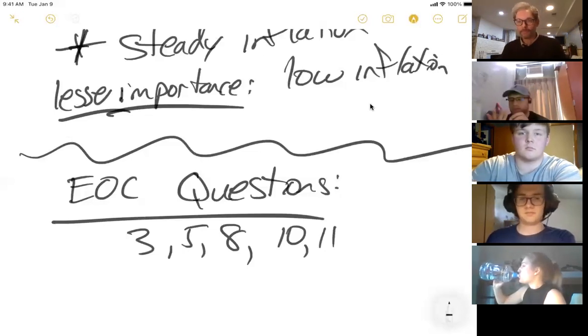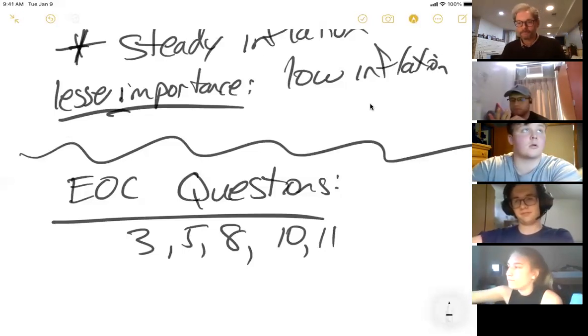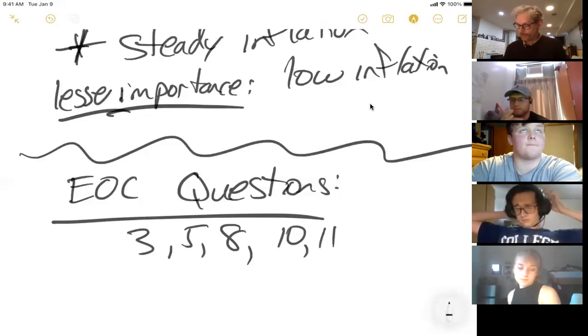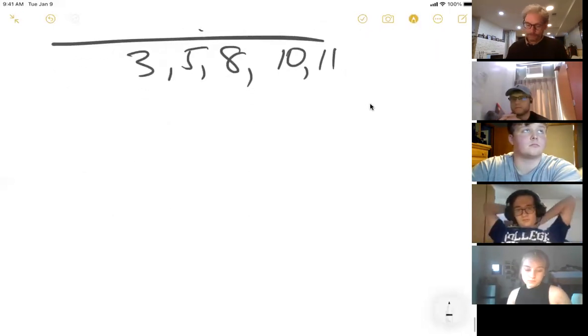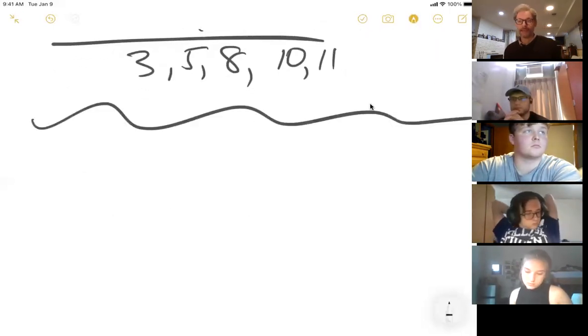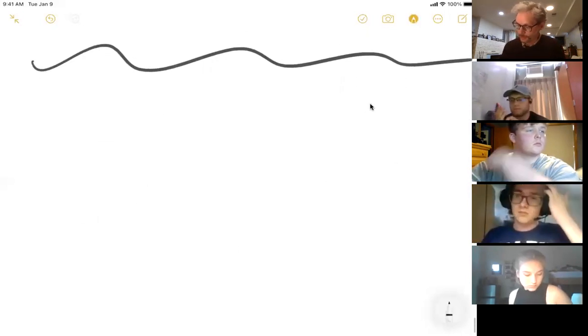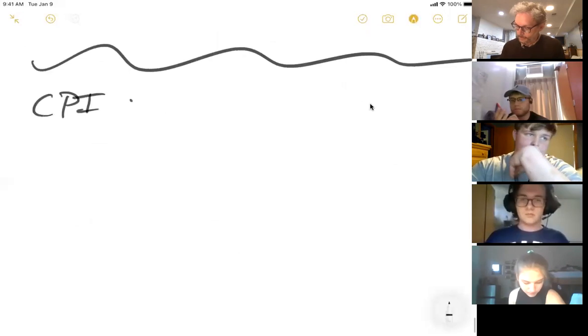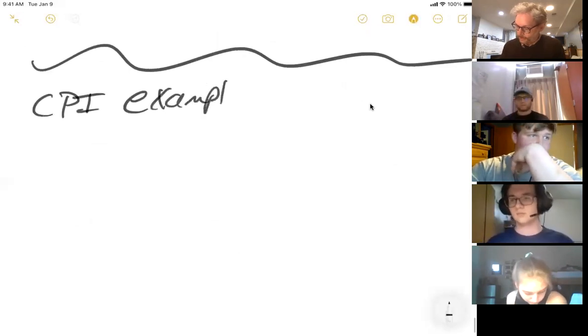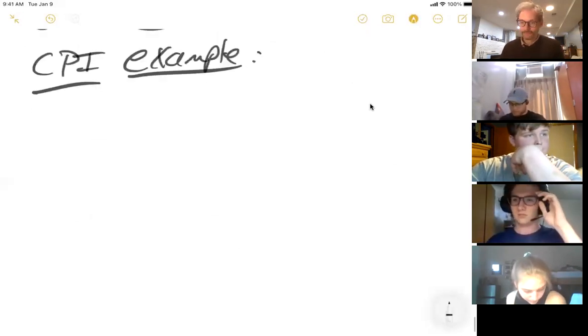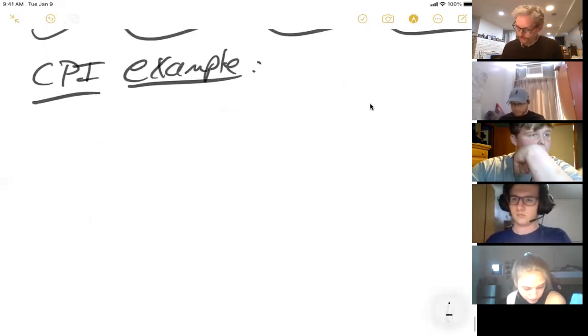Okay, all right. Anybody have any questions about this? All right, let's quickly move on to something else. I want to do that CPI example, and then I'll ask you all if you have a couple of questions before the quiz. So here's the CPI example that I gave you yesterday afternoon.